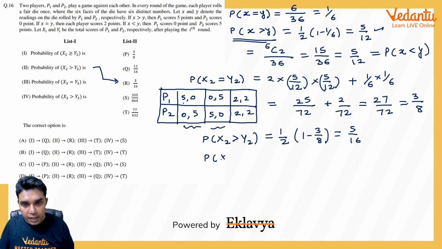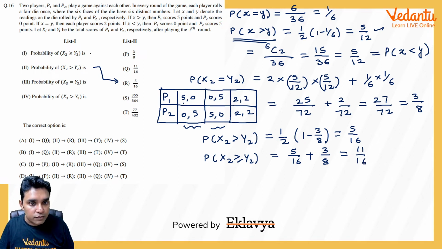But if I find x2 greater than or equal to y2, which will be just the summation of this 5 by 16, where x2 is greater than y2, or when x2 is equal to y2, this is 3 by 8. So 3 into 2, 6, 6 plus 5, 11 by 16 will be the answer for this first one. So we are getting Q for the first one. So I think we are able to eliminate some of the options. C and D will not be the answer. Either A or B will be the answer after going through this.